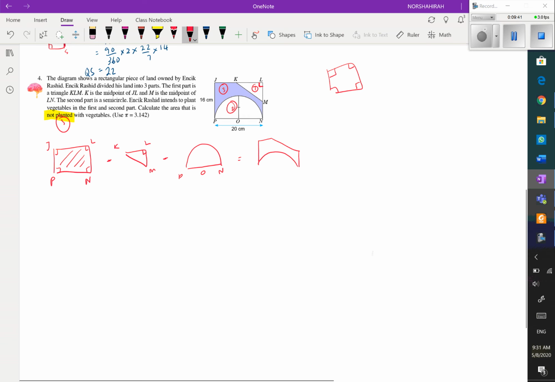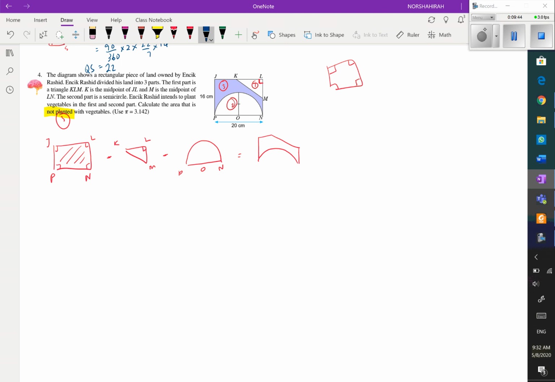So, ini saja awak akan cari first. Apakah area rectangle? It is 16 multiplied by 20 cm. Tolak area of your KLM. Ini adalah segitiga. Area segitiga, 1/2 darab panjang, darab lebar. What is KL? Berapa panjang sini? Dia kata K is the midpoint kepada JL. JL is 20 cm, so it is 10. What about LM? Sama juga. M ni adalah midpoint, sama panjang dengan 16. So sini 8.